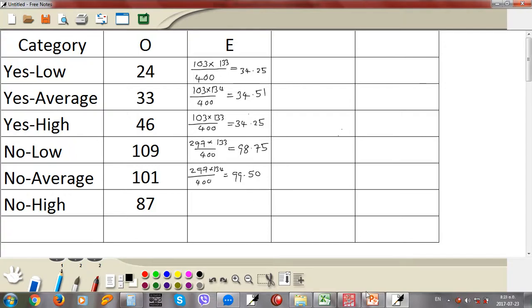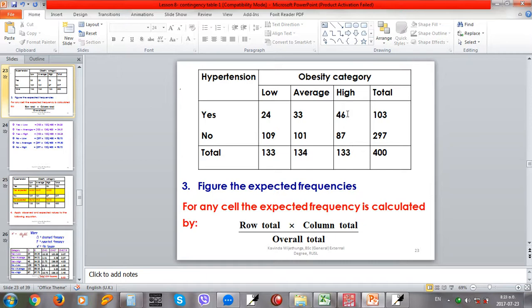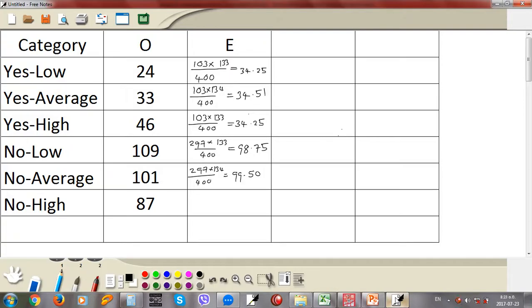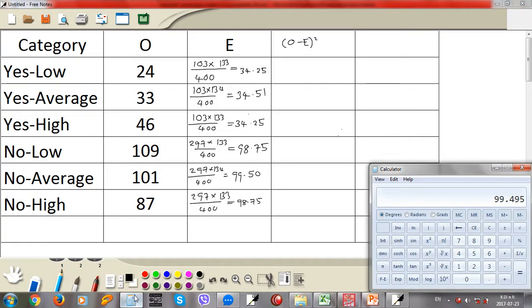And the last one, 87, row total 297, column total 133 divided by 400. So we can write 297 into 133 divided by 400, then same value, 98.75. Now we found our expected frequencies. Now we will find the chi-square components. What is our observed value?